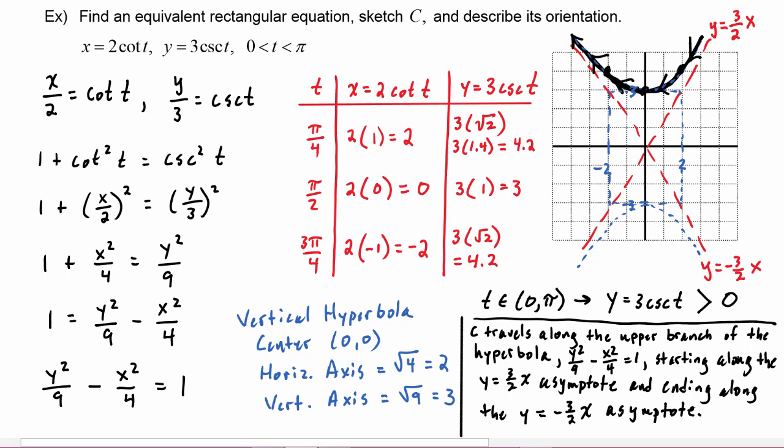So there you have the plane curve, C. It only did the upper branch because since the t interval was between 0 and pi, we knew that meant our y values, which were based on the cosecant of t, would always be positive. So it's impossible for the graph to come down here where the y values would have to be negative.